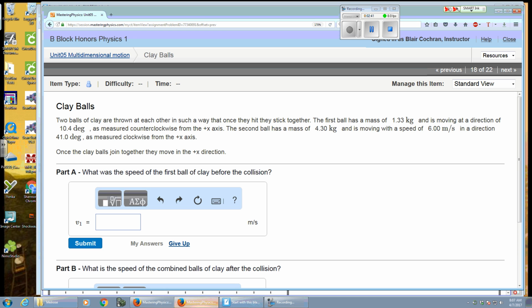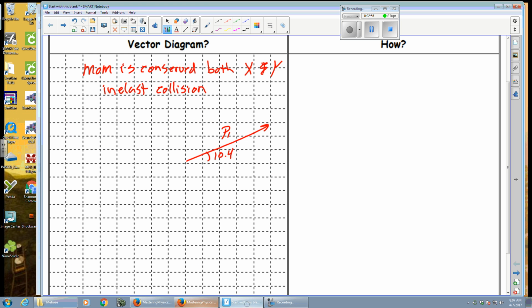Then the second momentum is 41 degrees as measured clockwise from the x-axis. So clockwise from the x-axis, and this is 41 degrees, and this is momentum 2. Then momentum 1 plus 2 would be in that direction.